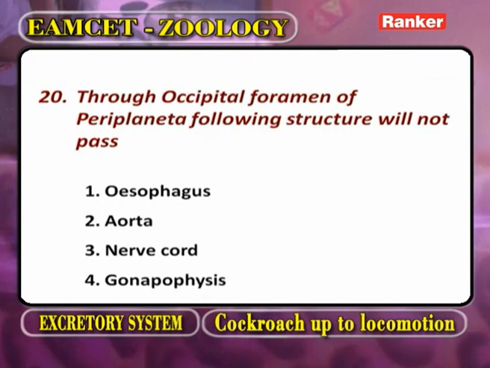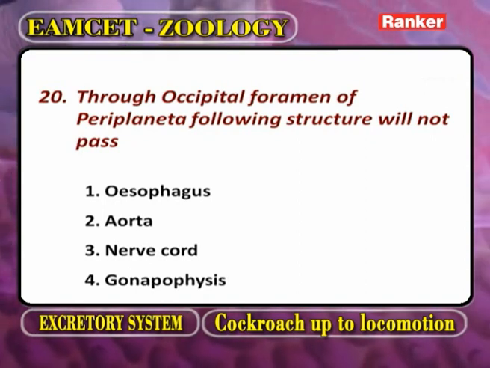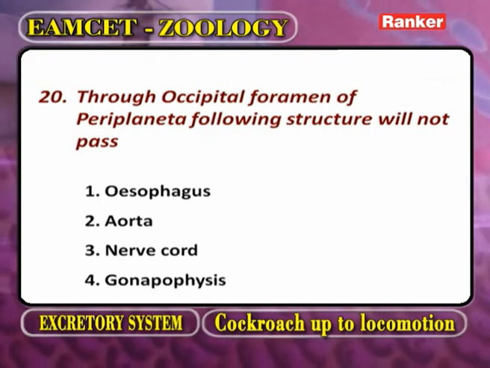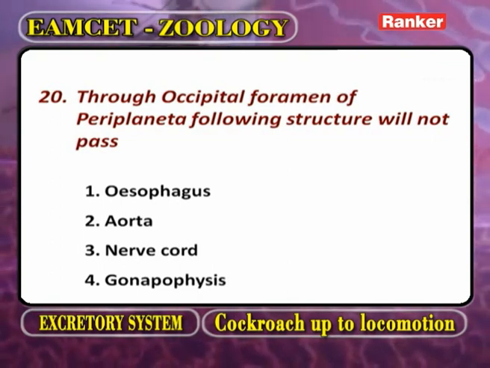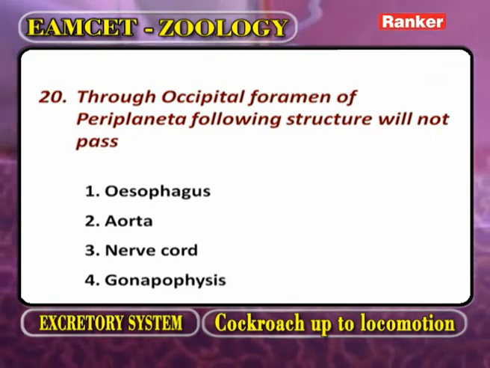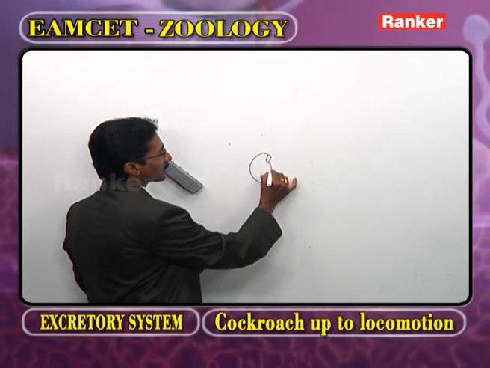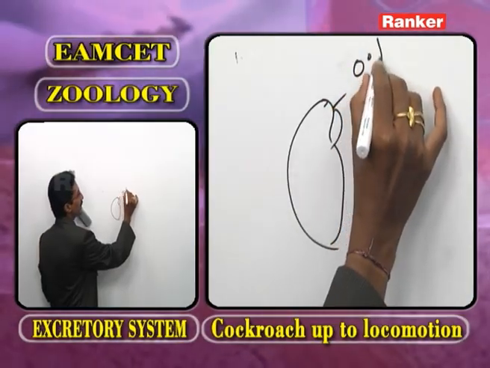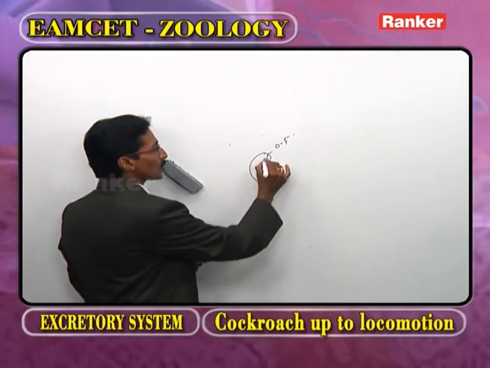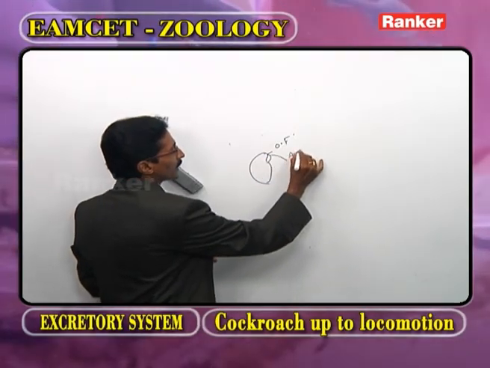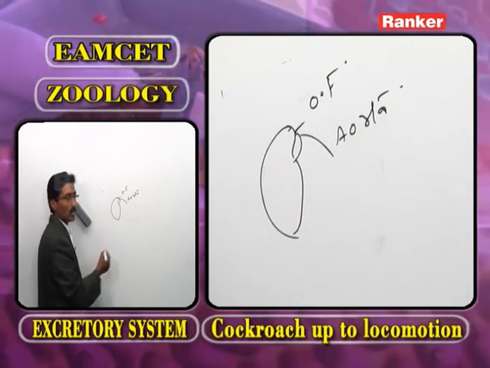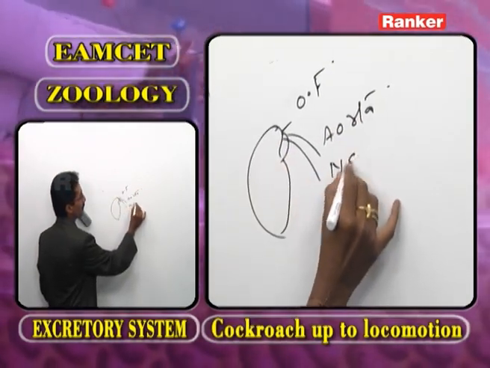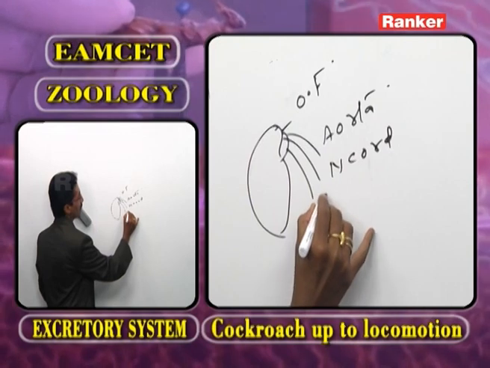Through occipital foramen, what type of structures will come out? Now this one we call the head of cockroach. On the back side of the head of cockroach, what is present? Occipital foramen. Through this, what will come out? A blood vessel called aorta. And what will come out? The nerve cord.